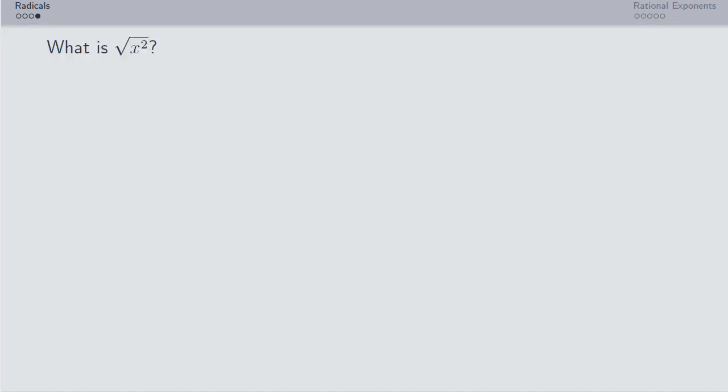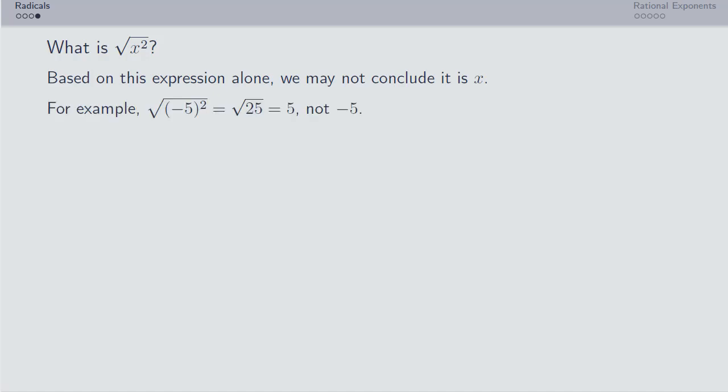Now, one thing to be careful about here, what is the square root of x squared? It is not really x, right? Based on this alone, we cannot conclude that it is x. As an example, what's the square root of negative 5 squared? Well, negative 5 squared is 25, and the square root of 25 is 5, not negative 5, right?